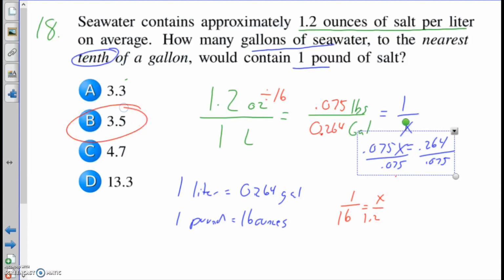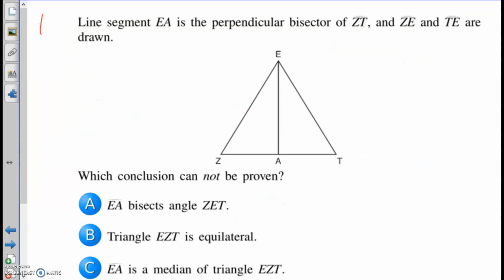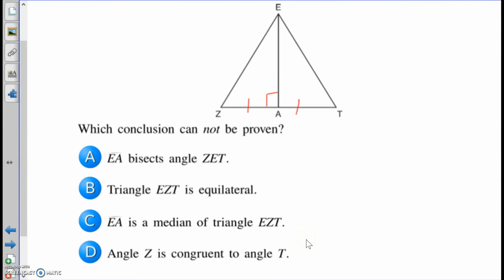All right, number 19. Line segment EA is a perpendicular bisector, so perpendicular and bisector of ZT. ZE and ZT are drawn. Which conclusions cannot be drawn? Does EA automatically bisect angle ZET? Is triangle EZT equilateral? So we got a couple things to explore here.